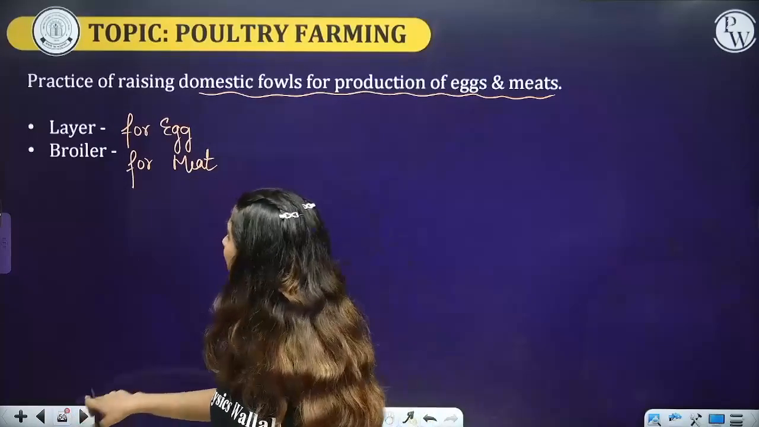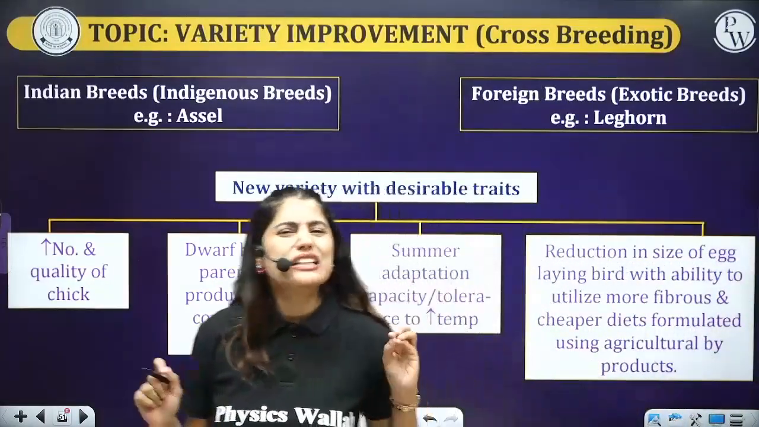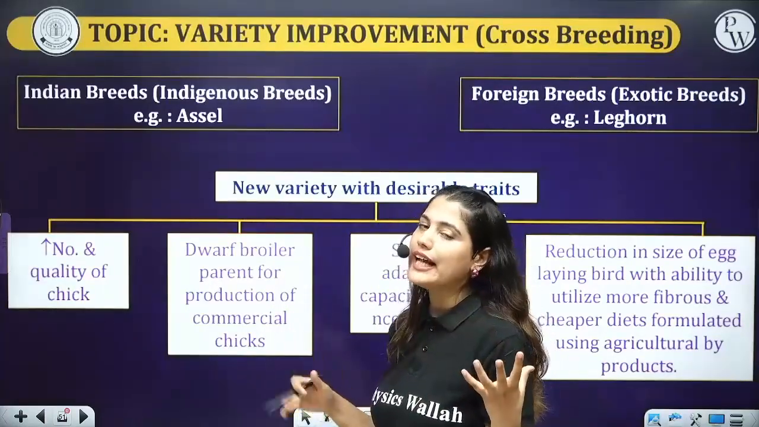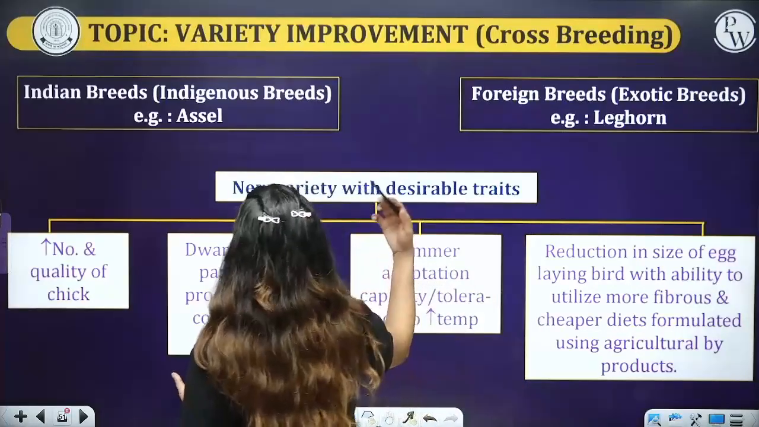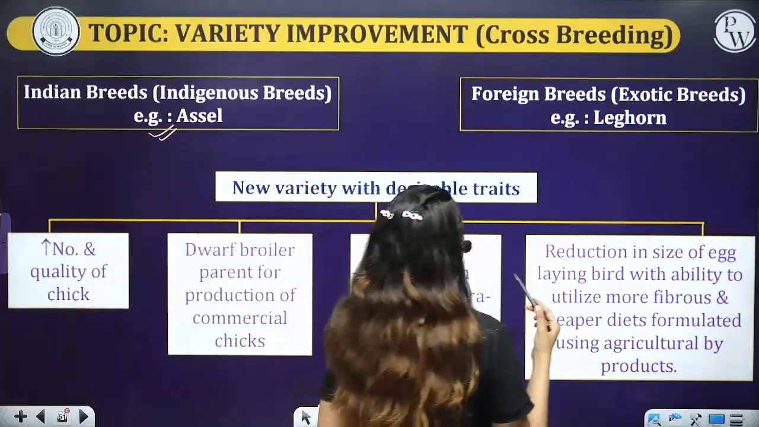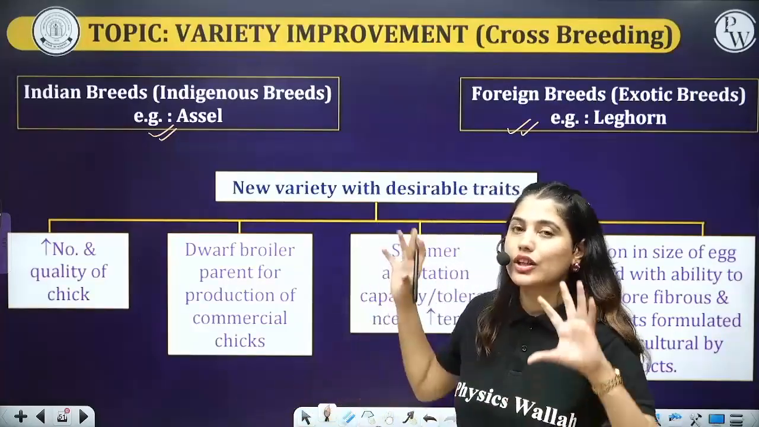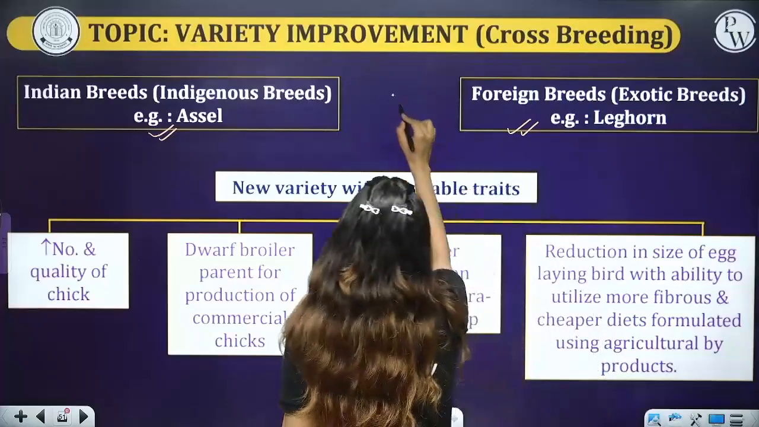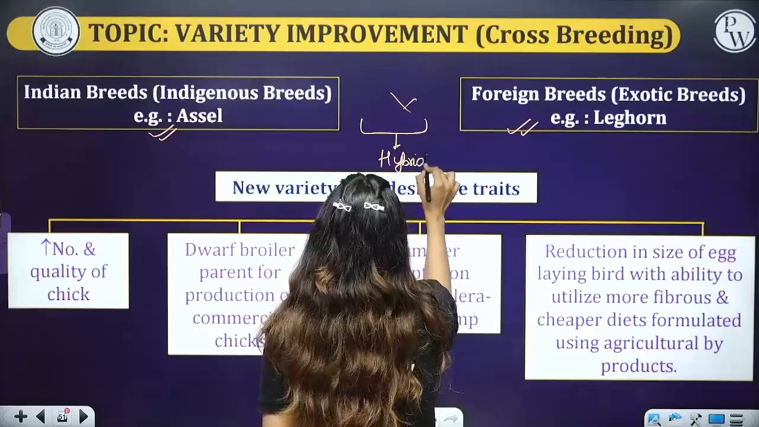Alright, let's move ahead. We talk about the variety improvement, that is the crossbreed. What is this now? So we know, again, just like we saw in cattle, there is a foreign breed and yes, there is a local breed. Similarly, in case of the poultry birds, we have the Indian breed called Aseel, and also we have a foreign breed called Leghorn. Right? If we talk about the two breeds, again, what we can do, we can make a cross between them, and I can form a hybrid having the qualities of both.